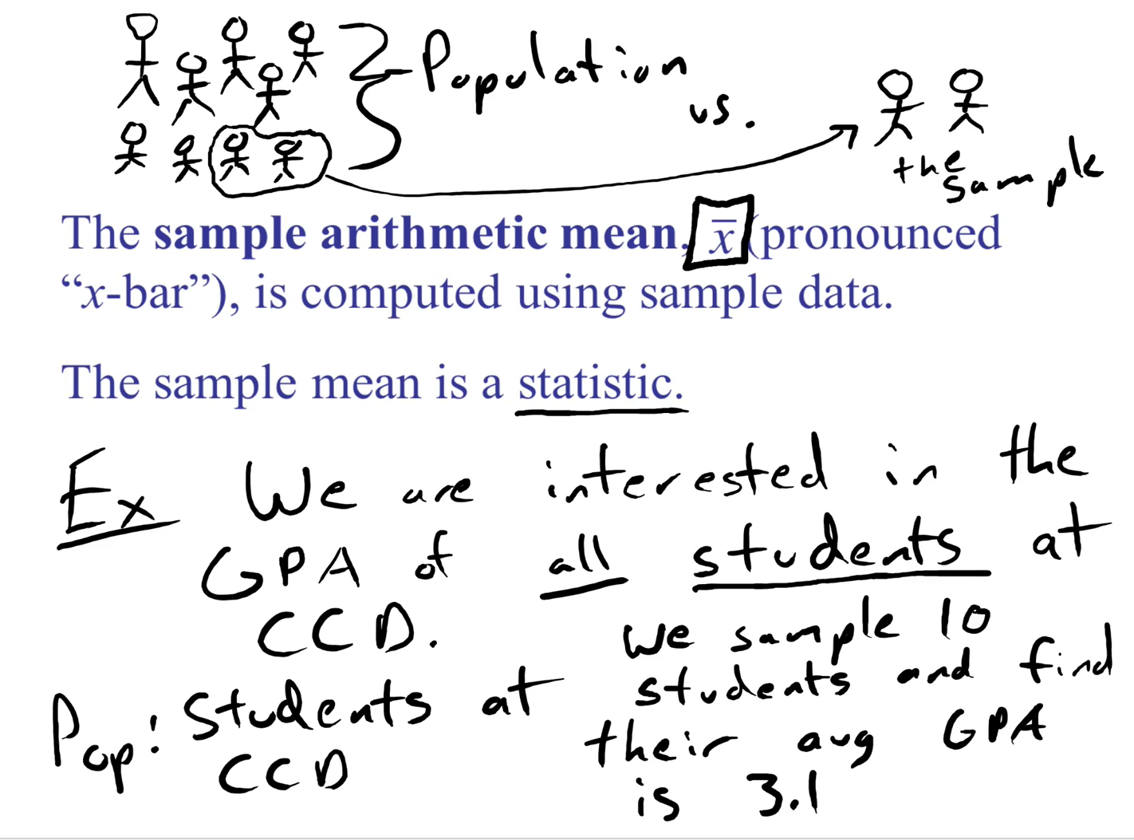So this 3.1 came from taking 10 grade point averages from 10 students, adding up all those grade point averages and dividing by 10. So since this is a number that describes our sample, then this number here is X bar. And furthermore, this number is a statistic. Anytime we have a number that's describing our sample, that number is a statistic.